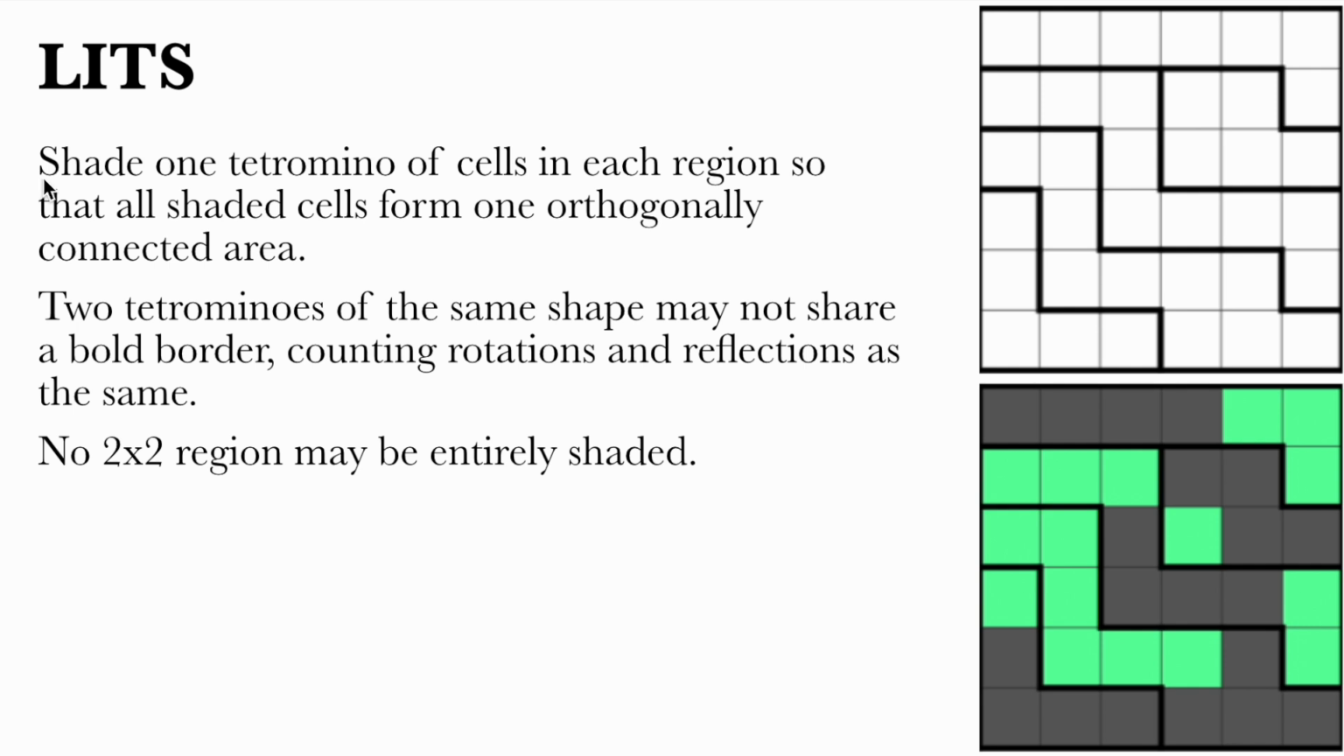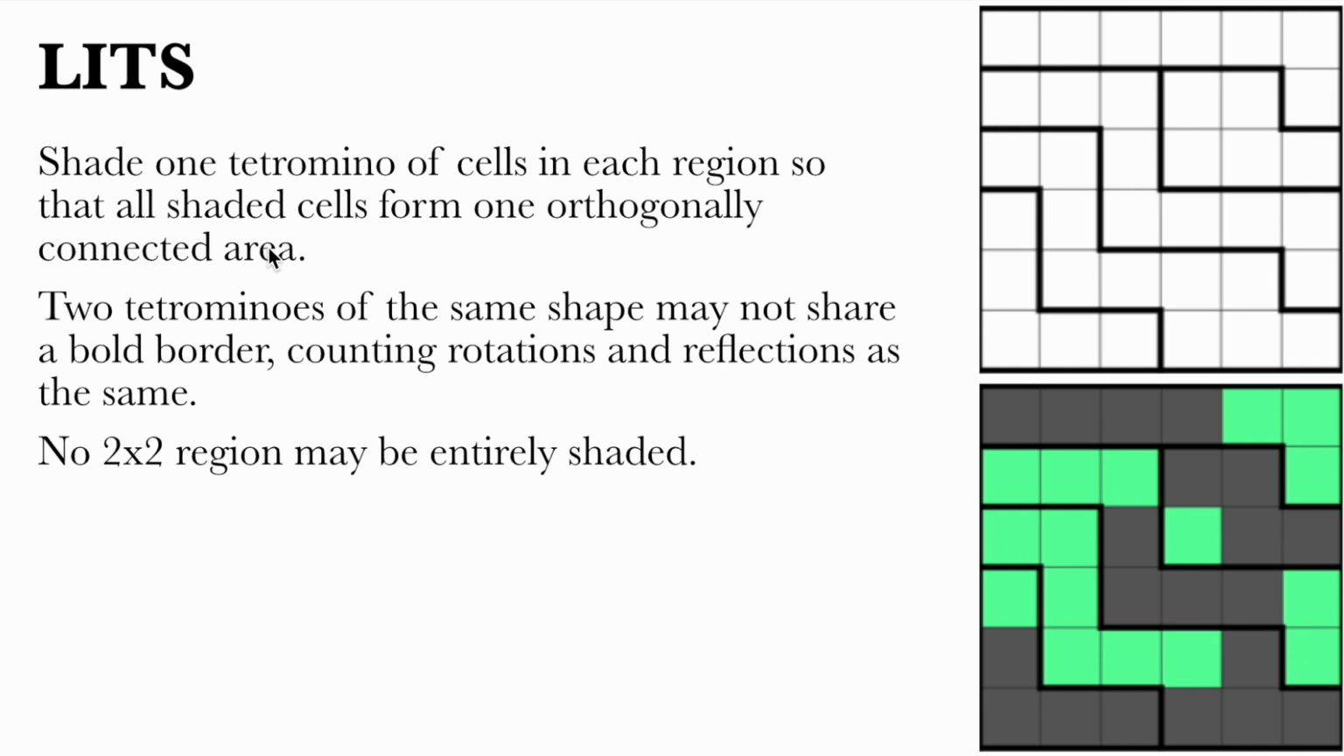The rules are: shade one tetromino of cells in each region so that all shaded cells form one orthogonally connected area. So let's do a couple definitions here. A tetromino is just a connected set of four cells. So for example, this is an S shape, this is an L shape, this is a T shape, and so on.